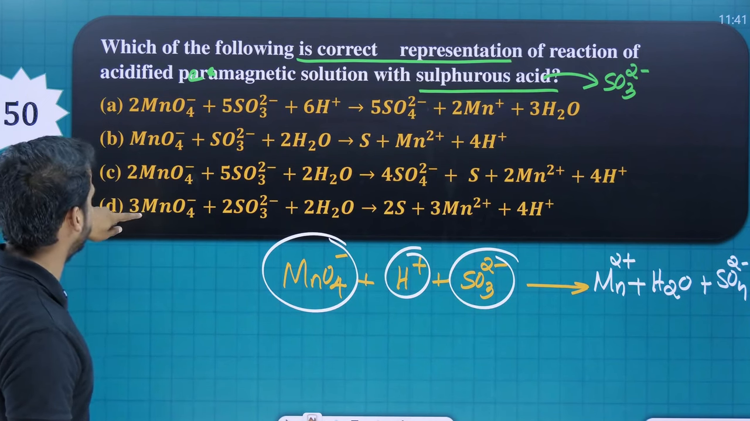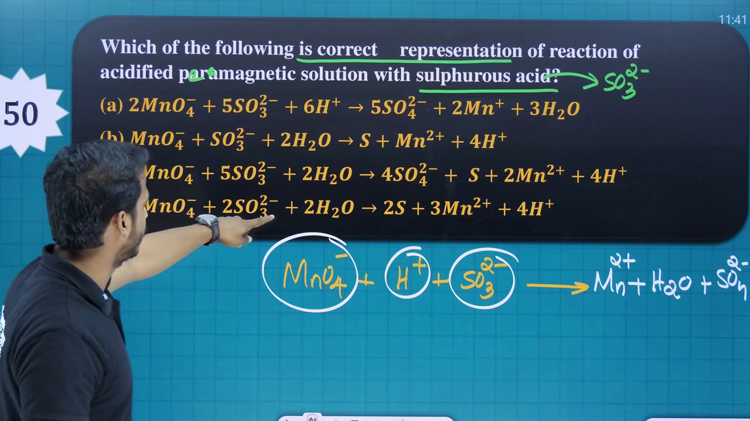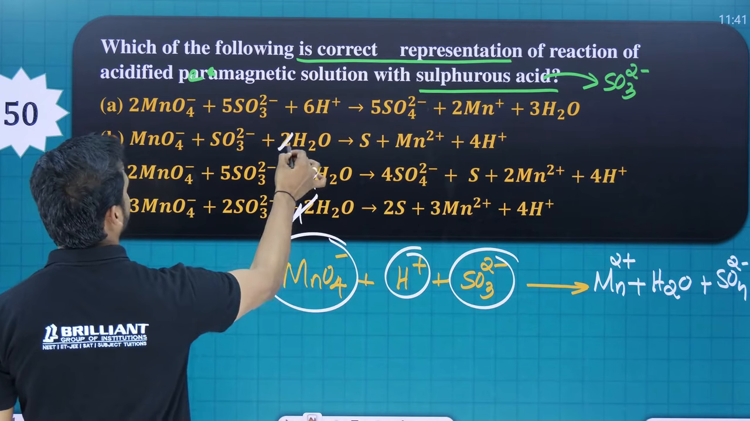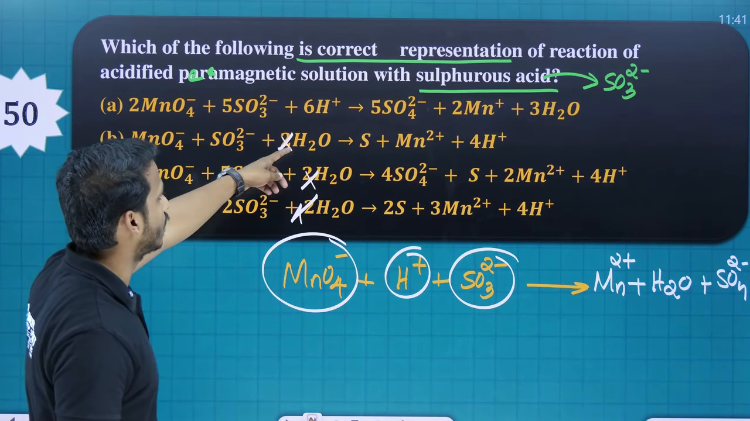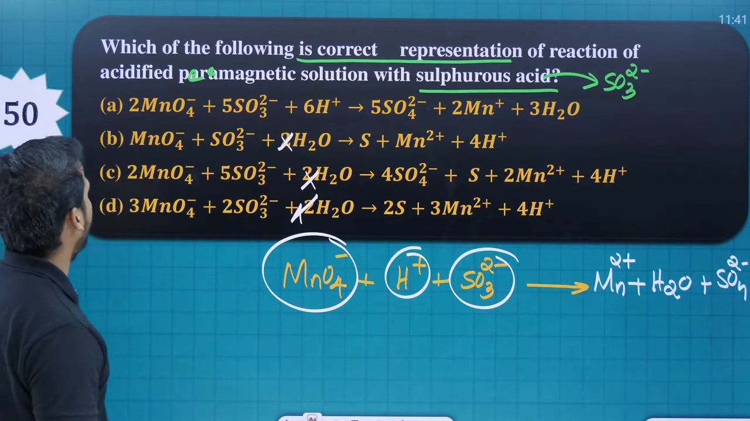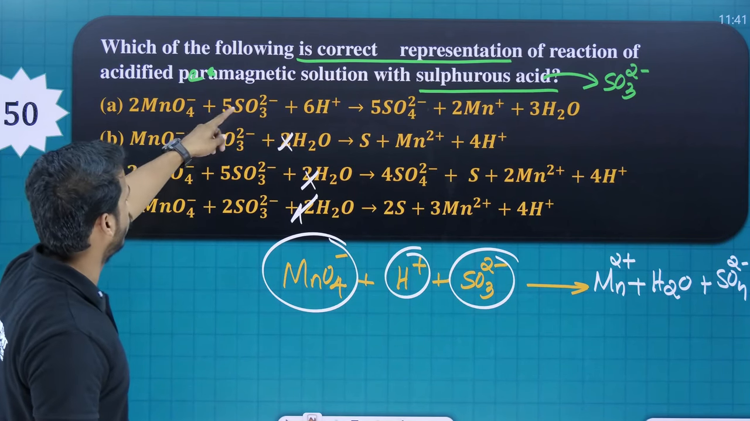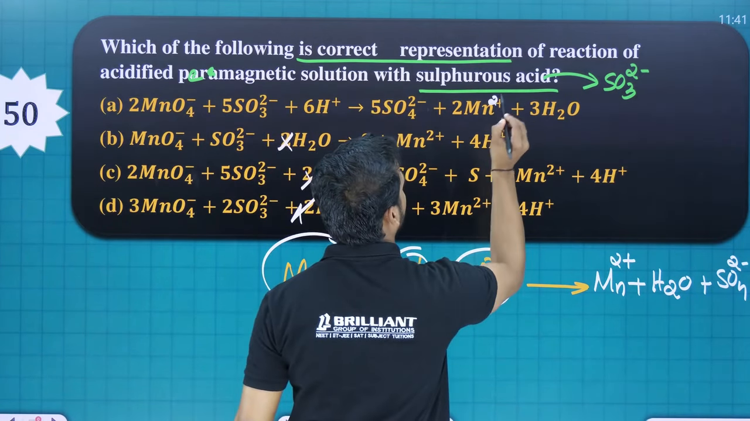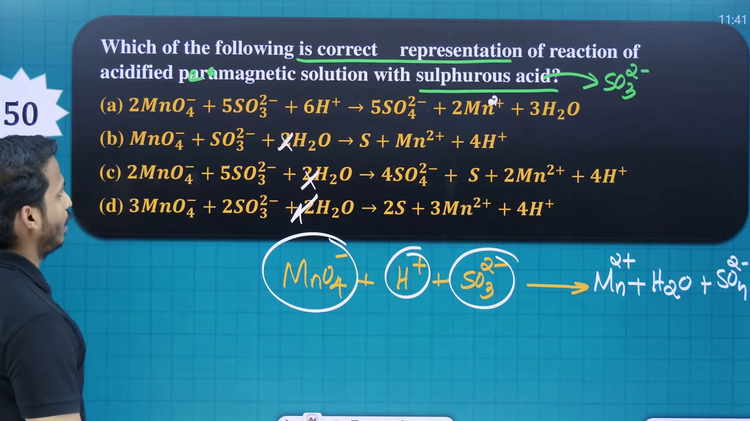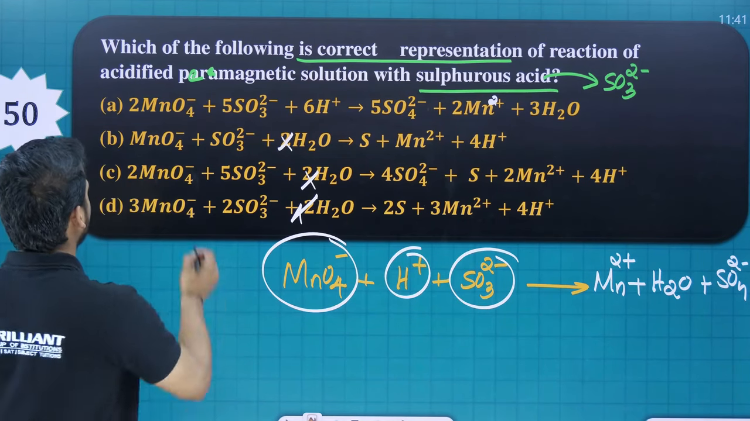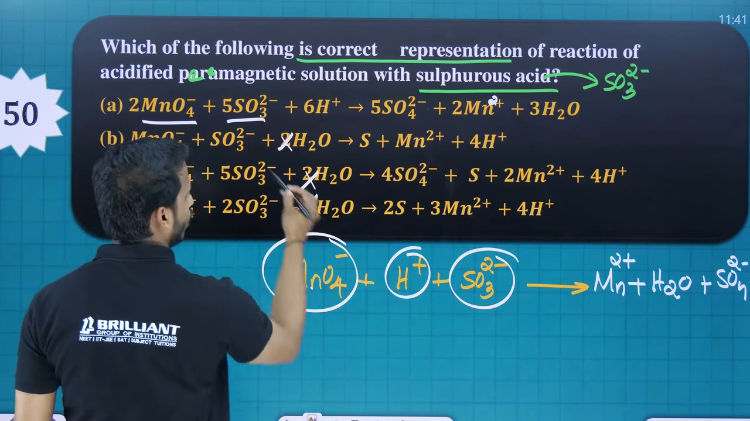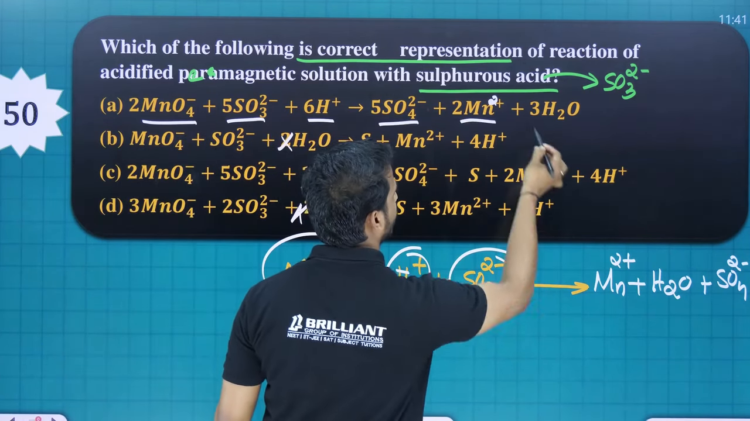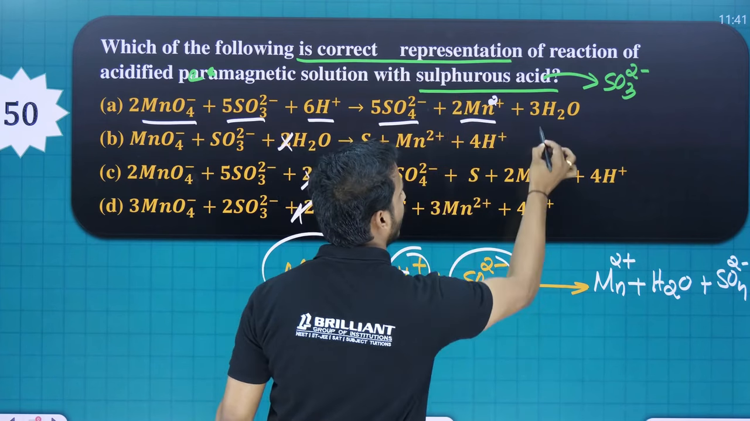Okay, MnO4 minus, SO3 2 minus, not H2O. H2O should not be on this side. Only acid should be there. See, H2O is mentioned on this side, right? No. So MnO4 minus plus SO3 2 minus plus H plus gives SO4 2 minus and Mn, this will be 2 plus, I think. Okay, that's a mistake. 2 plus and 3H2O. Right. So basics are okay. MnO4 minus is there. SO3 2 minus is there. H plus is there. SO4 2 minus is there. Mn2 plus. Okay, a mistake is there. So I am correcting it as Mn2 plus and H2O.